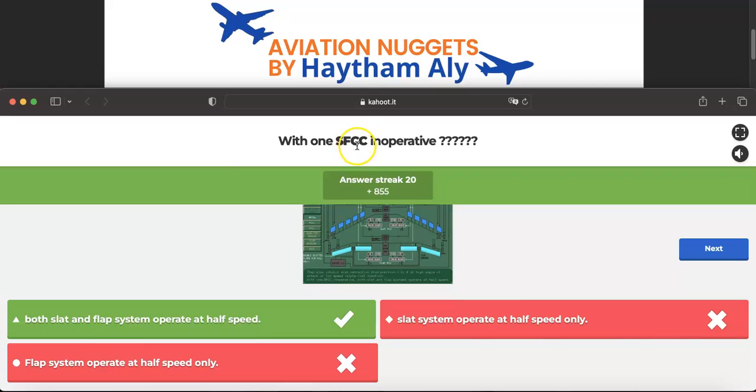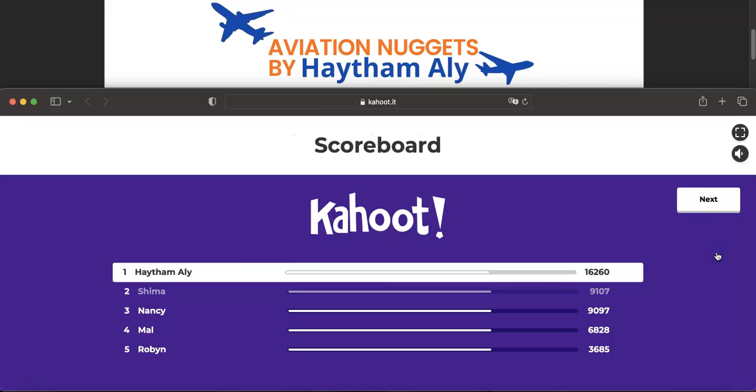Each slat flap control computer has one slat and one flap channel. And in order to operate the slats and flaps at full speed, both SFCCs must be operating. If one SFCC is inoperative, both slat and flap system will operate by a full torque at half speed. Okay, everybody, let's proceed. Next question.